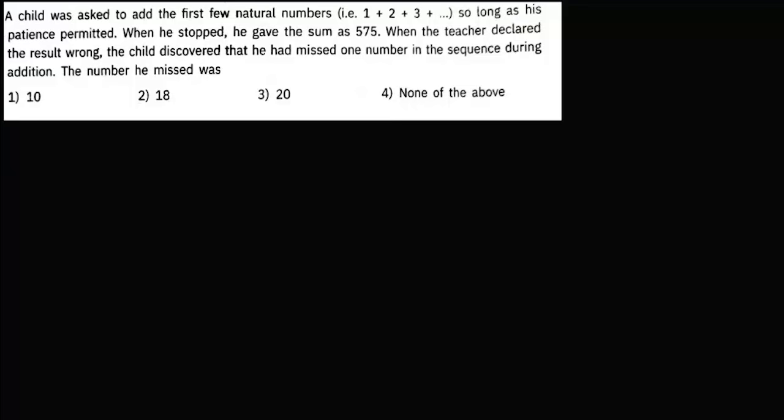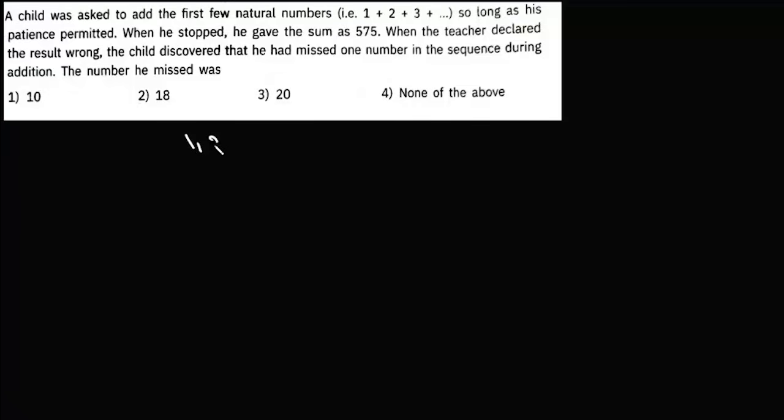Now the question is, a child was asked to add the first few natural numbers, that is 1 plus 2 plus 3 and so on, so long as his patience permitted. When he stopped, he gave the sum 575. When the teacher declared the result wrong, the child discovered that he had missed one number in the sequence during addition. The number he missed was.